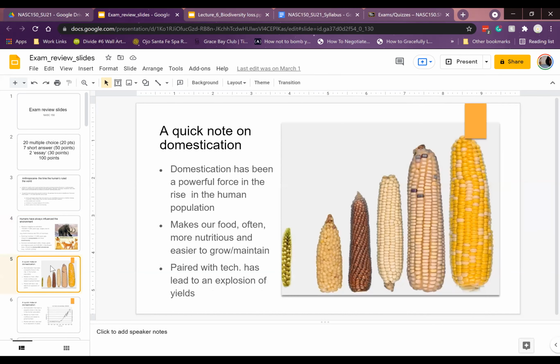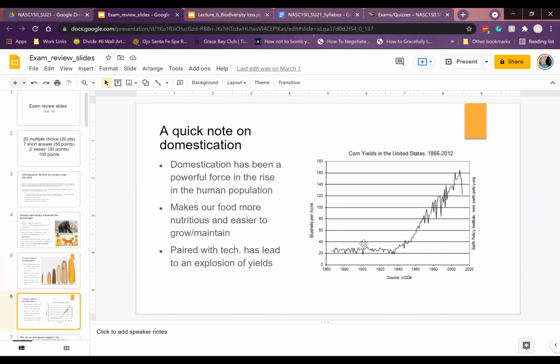Now, domestication, I spent a bunch of time talking about this because I really like it, because I like lots of things that most people don't like, but domestication is really cool. Taking a wild plant, a wild animal, selecting for traits that make it better, more nutritious, easier to grow for humans, which leads to scenes like this, where we see massive yields of corn per acre.